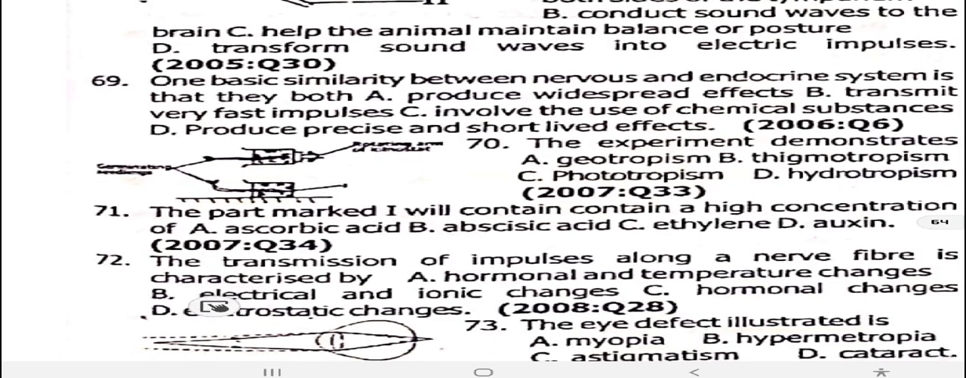72. The transmission of impulse along a nerve fiber is characterized by electrical and ionic changes, option B.